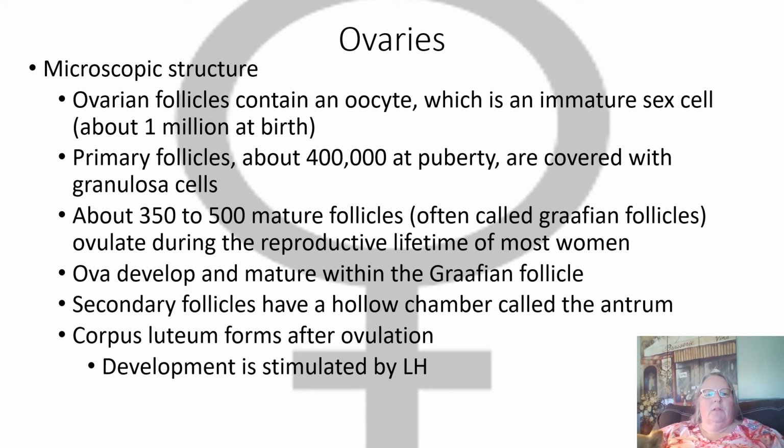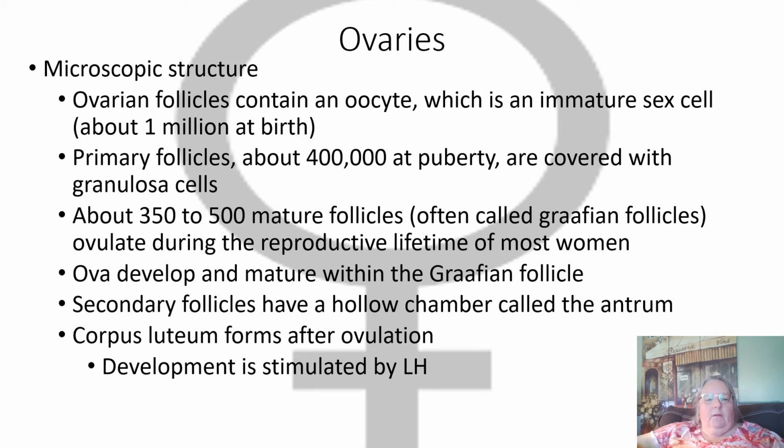We'll look at the microscopic structure of the ovaries. The ovary follicles contain an oocyte, and the oocytes are immature sex cells, and you have about 1 million at birth. The primary follicles, about 400,000 at puberty, are covered with granulosa cells. About 350 to 500 mature follicles, often called graafian follicles, ovulate during the reproductive lifetime of most women. The graafian follicle protects the oocyte.